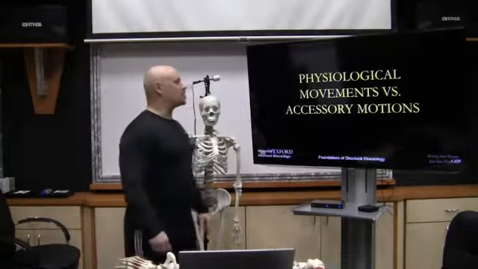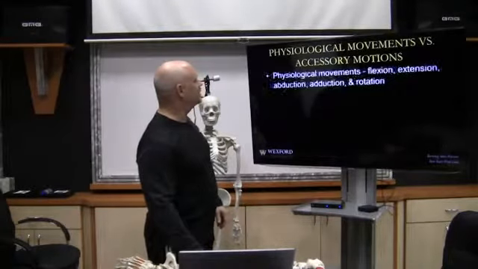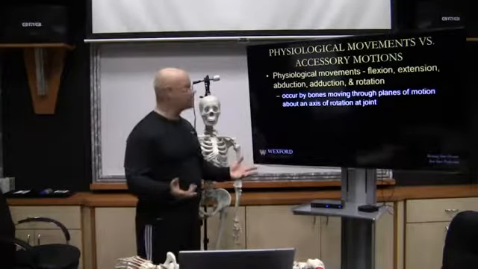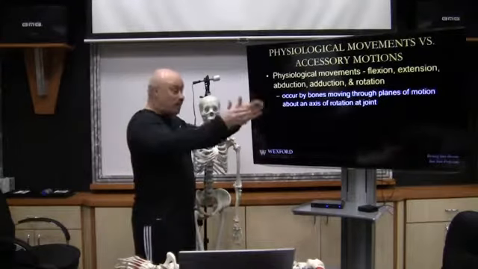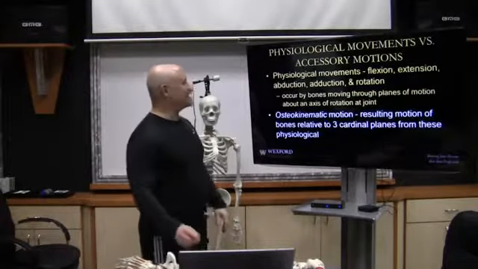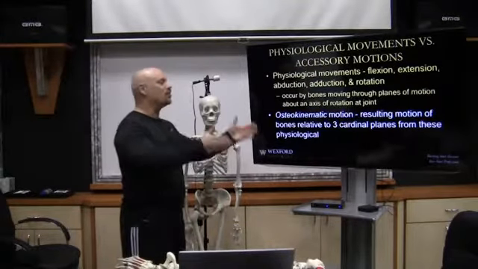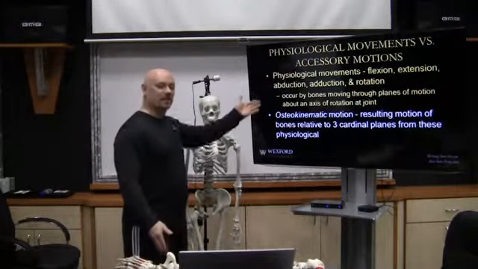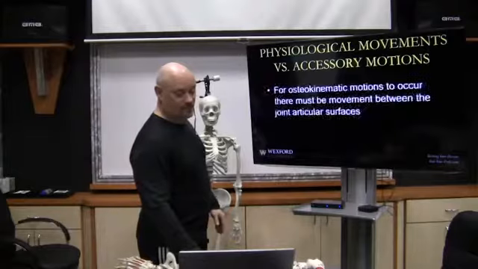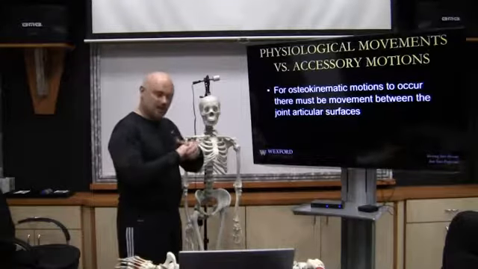Next, let's talk about physiological movements versus accessory motions. Now, we've looked at physiological movements, which are flexion, extension, abduction, adduction, and rotation. These occur by the bones moving through the planes of motion about a particular axis of rotation. Now, osteokinematic motion is the resulting motion of bones relative to the three cardinal planes from these physiological motions or positions. For osteokinematic motions to occur, there must be movement between the two joint articulating surfaces.